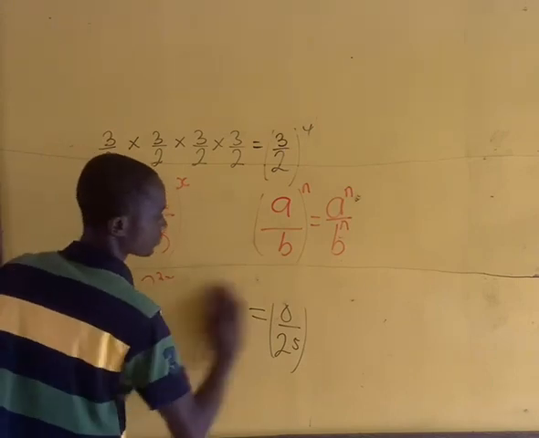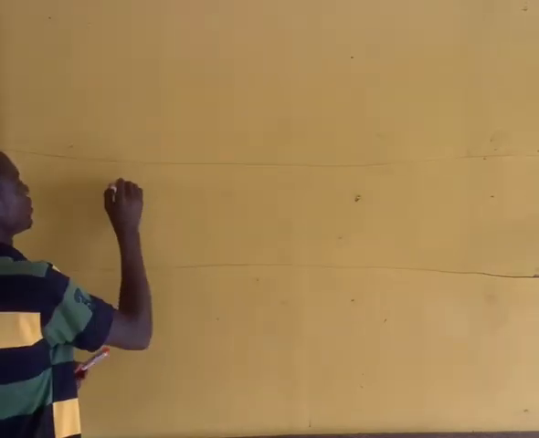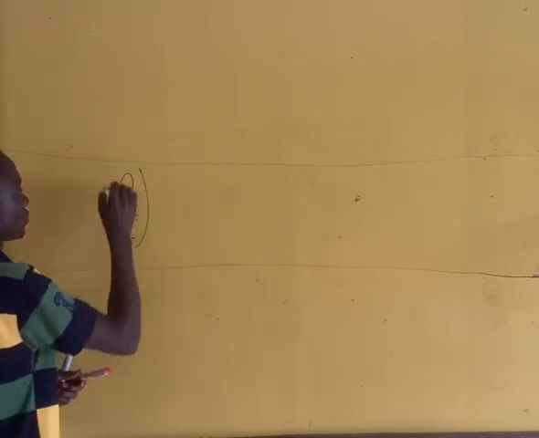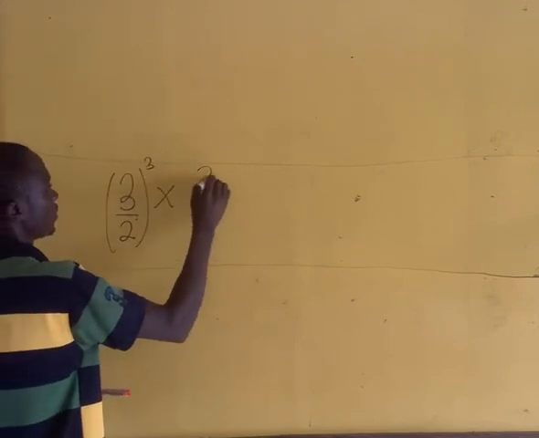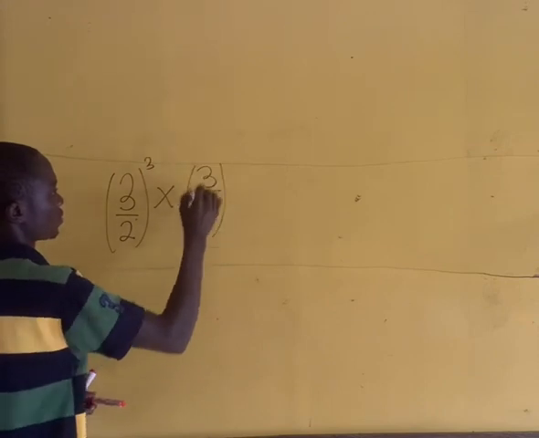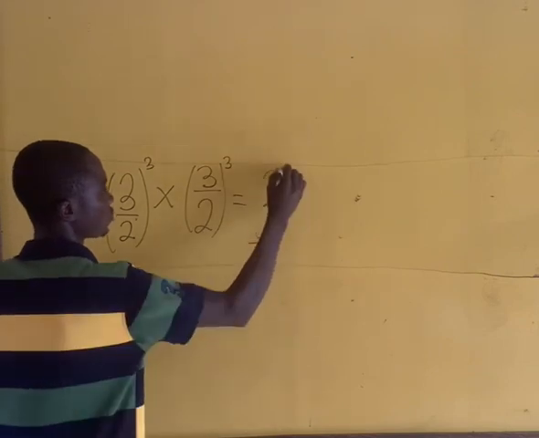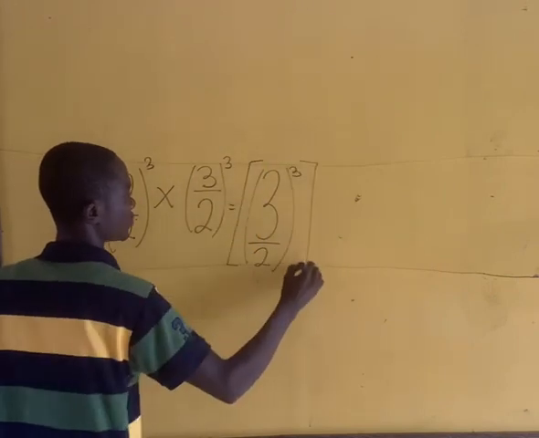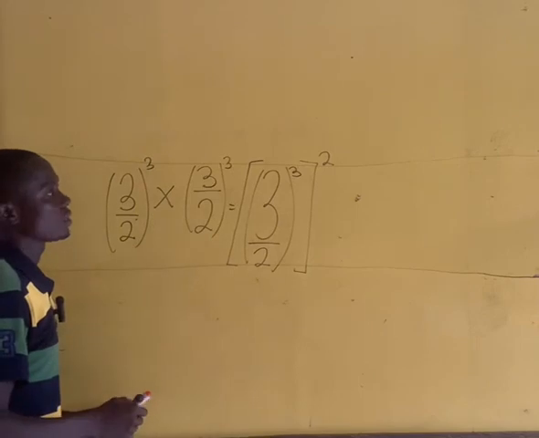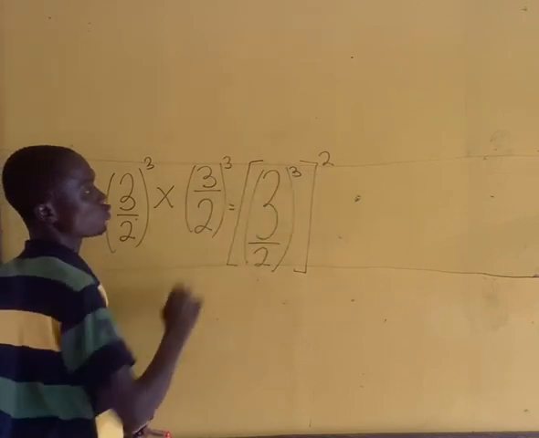Okay. Now, let's see this one. Let's see this one. If I have this, 3 on 2, all cube, times 3 on 2, all cube. You see, this will give me 3 on 2, all cube, power 2. Wow, the power 2 here means that 3 on 2 all cube is multiplying itself 2 times.